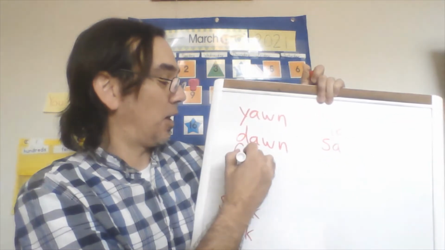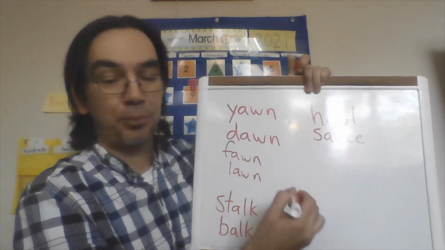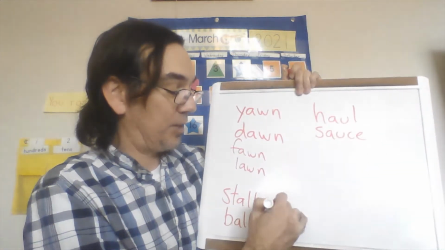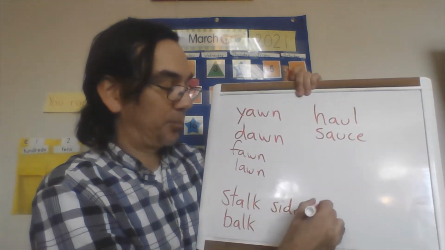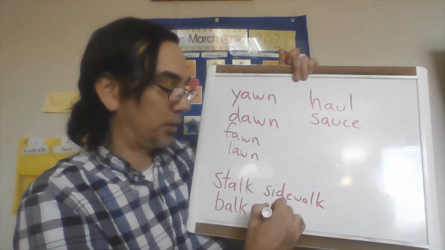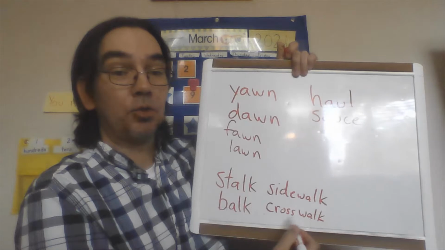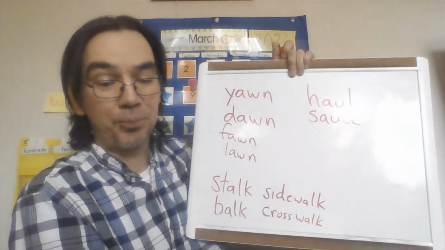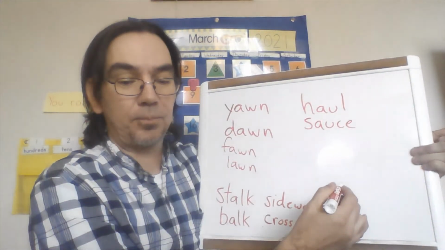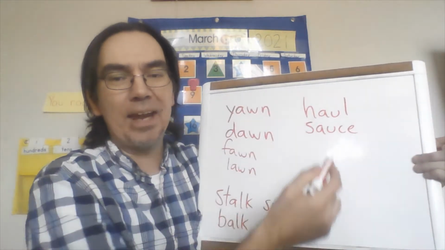Eva gave us fawn and lawn. Also, a couple compound words we got, like sidewalk. It's side and walk with our ALK there, and crosswalk with our cross and walk and our ALK there. Also, it sent us in hall and sauce, just like Dylan. So this is from Dylan and Eva.